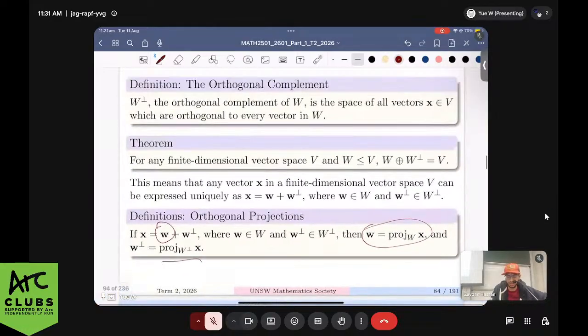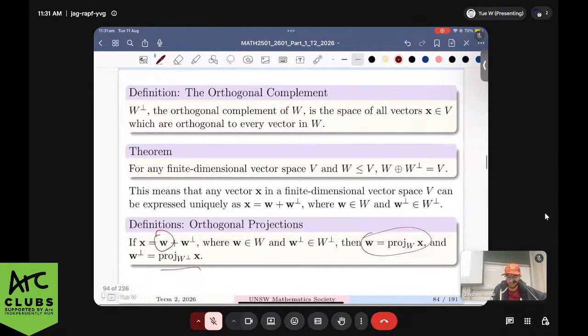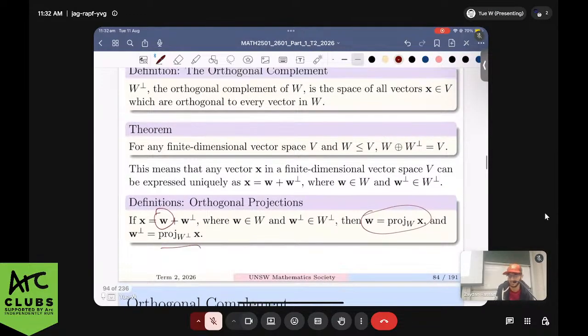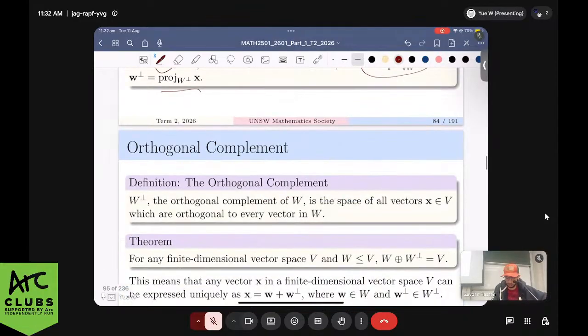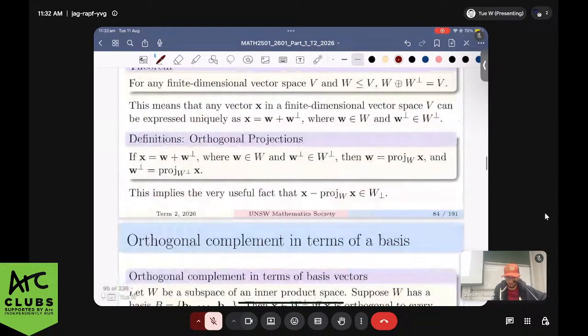So there's this notion of projecting onto a space. We usually mean it as orthogonal projection onto a space. So yeah, it's the component of X which is in W. So first you need to write it as W plus W perp, and then yeah. I think one important thing to note, this thing here.